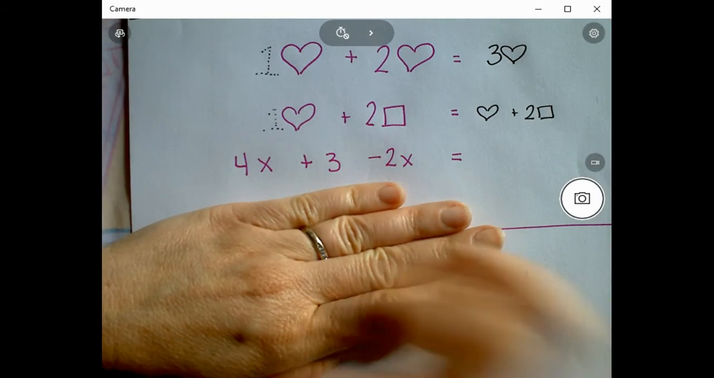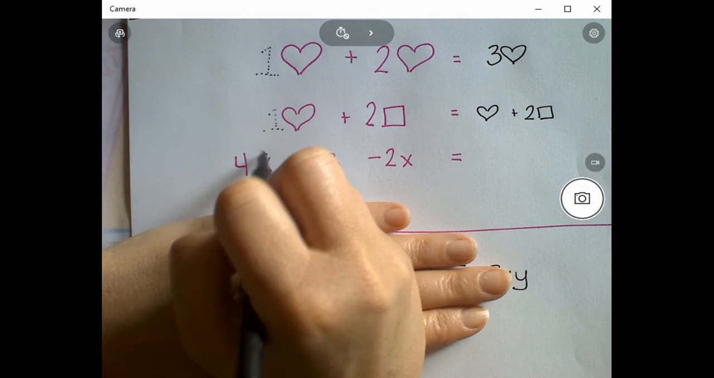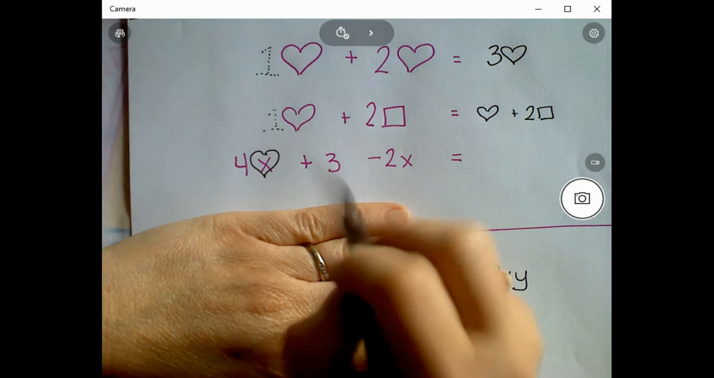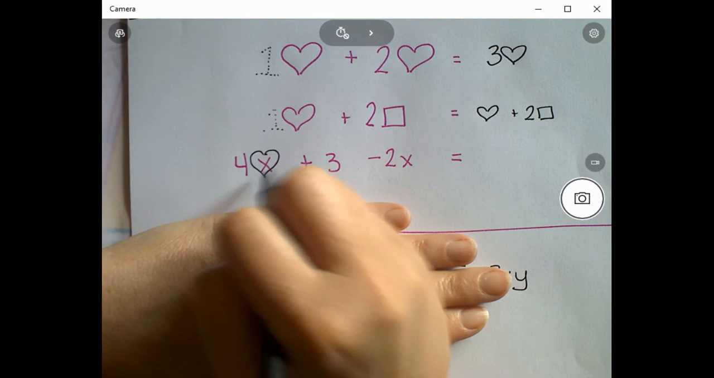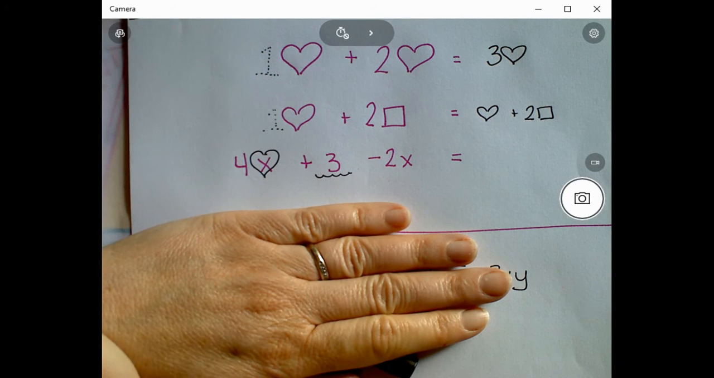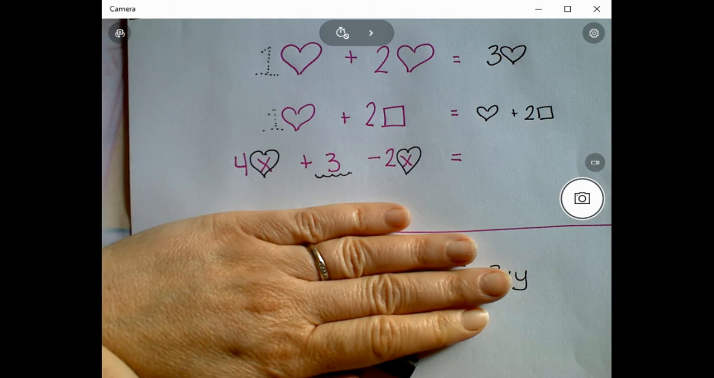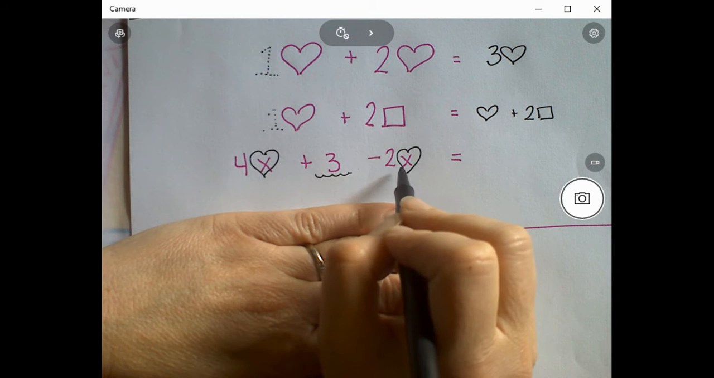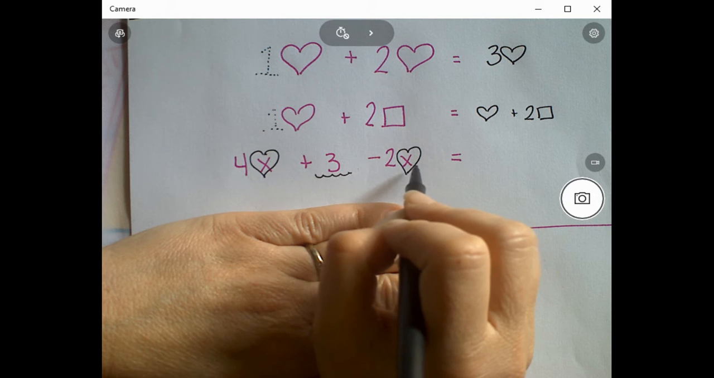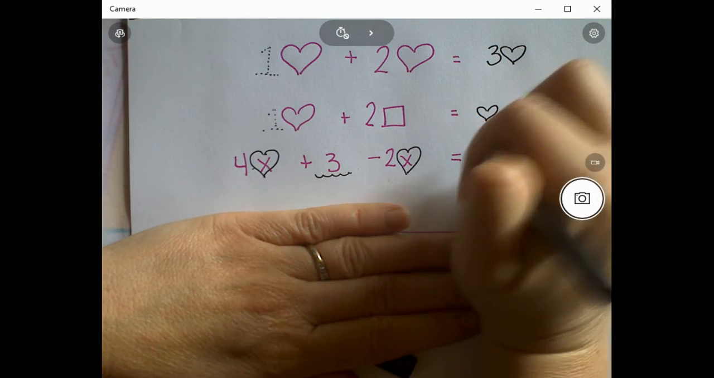So for this one, we kind of wanted to look through and see what could we combine. Well, here we have x's. Well, let's say that these could be hearts. Okay? And this one has no x's, so those are not the same. We can't combine those. So I'm going to put some little mark underneath. And here we have another x all by itself. So that means we have like terms. We can combine 4x minus 2x because they have like terms. 4 minus 2 is 2x.